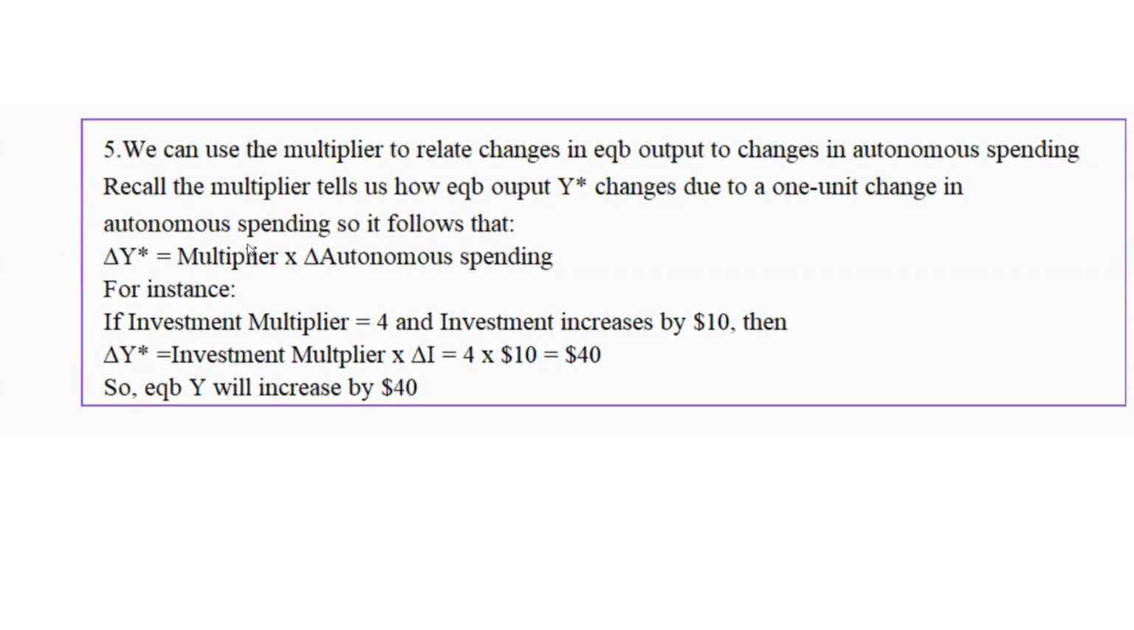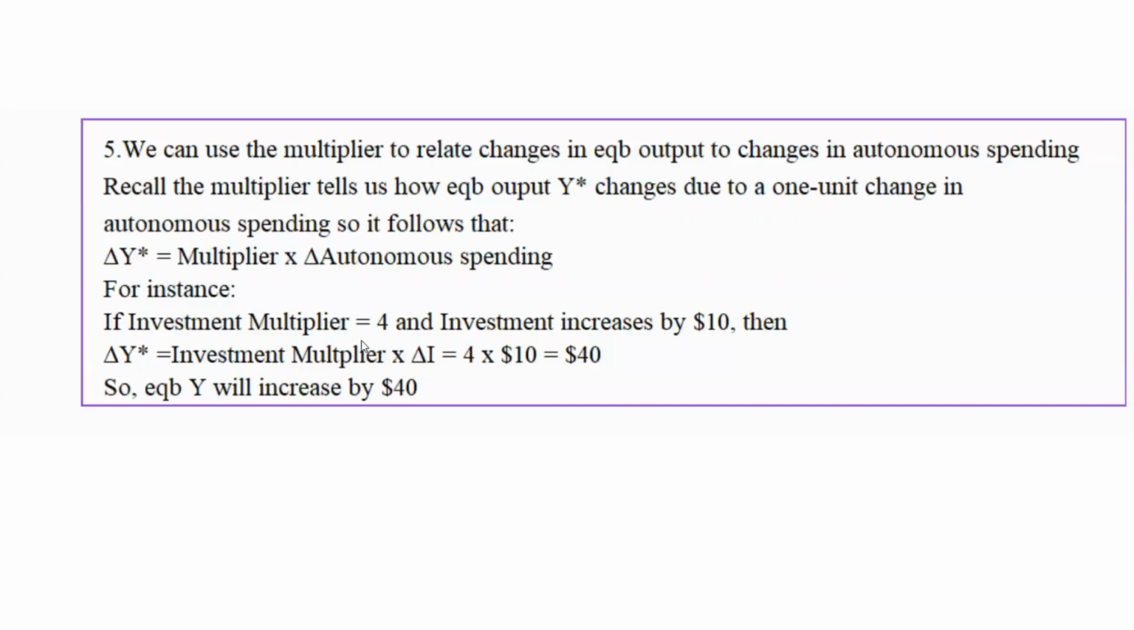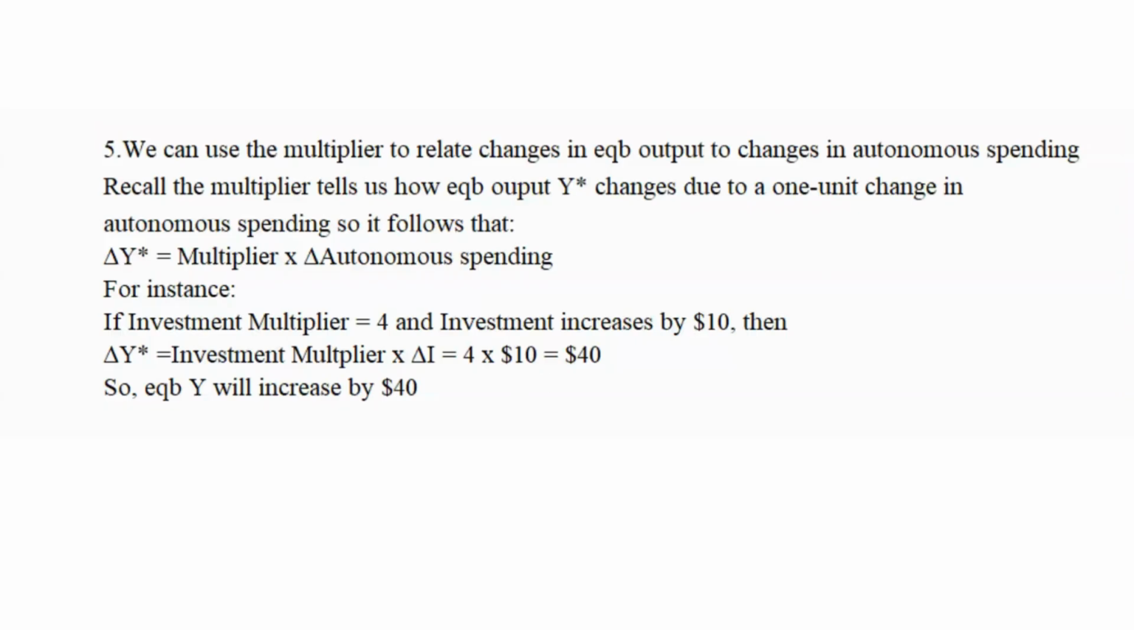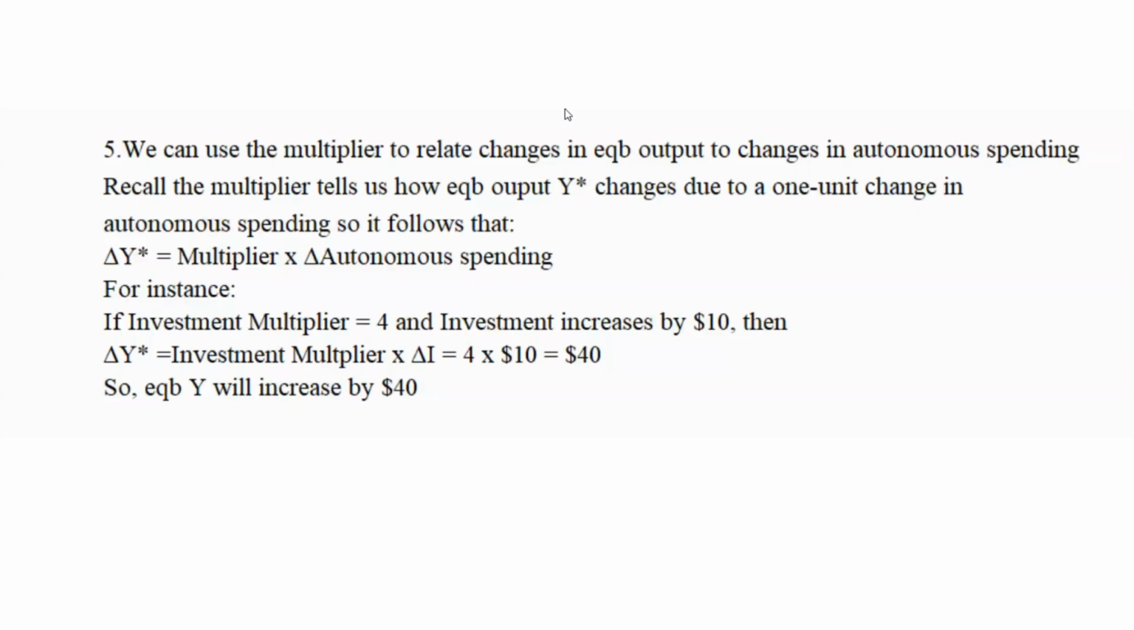Now here we knew that the investment multiplier was 4. The change in autonomous spending was 10, which in this case is autonomous investment. So using this, we can say that delta Y star is equal to the investment multiplier times the change in autonomous investment. So it's 4 times $10, which is $40. So we know that when investment increases by $10, with the investment multiplier of 4, equilibrium output will increase by $40. So in this way, we can relate changes in autonomous spending to changes in equilibrium output.